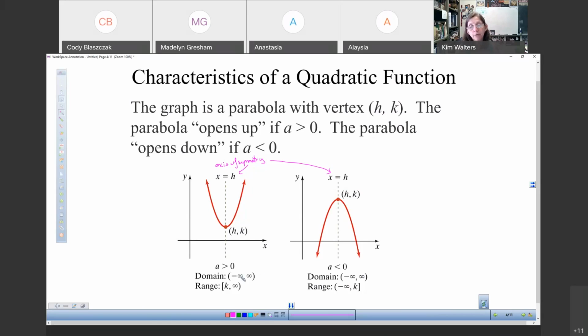The other big thing from this is it's a nice visual, and you can either look at the visual or you can actually just memorize this. My domain for these is always all real numbers because they're polynomial functions. The range we can either get by graphing, and remember the range is the y values. So if the graph opens up, then my range has a minimum, it has a starting point, and it goes from that y value to infinity. If my function opens down, then my graph has a maximum point. So therefore, my range has a stopping point. It has a largest value, and it's going to go from negative infinity to that value.